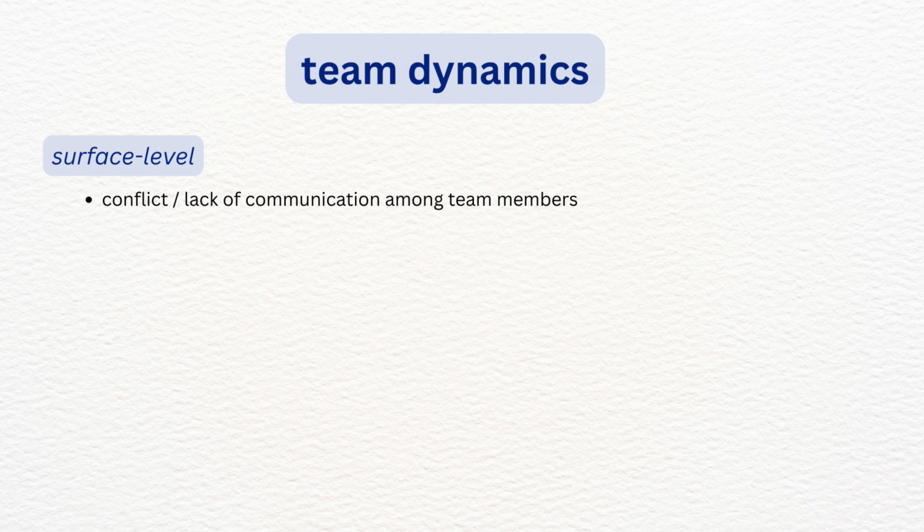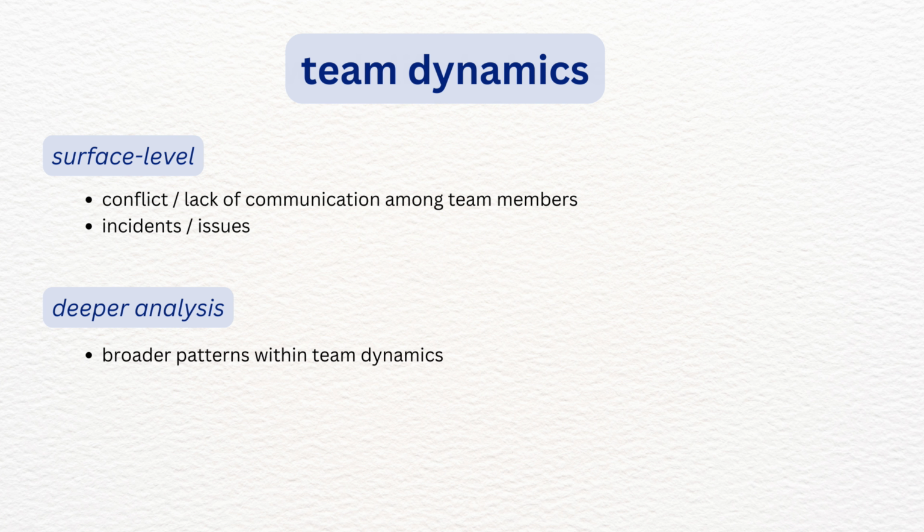If a researcher was being quite surface level, they might document instances of conflict or lack of communication among team members. They might highlight specific incidents or issues reported by participants during the interviews. If they were diving a bit deeper, through further analysis, the researcher might uncover broader patterns within team dynamics, such as power dynamics, trust levels, and organisational structures. For example, they might find that hierarchical structures are inhibiting open communication and collaboration between colleagues, which is leading to feelings of resentment and disengagement.